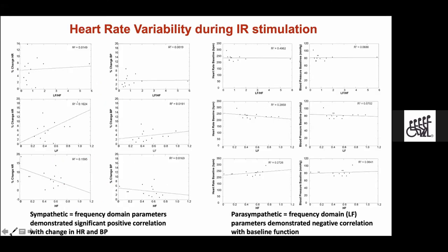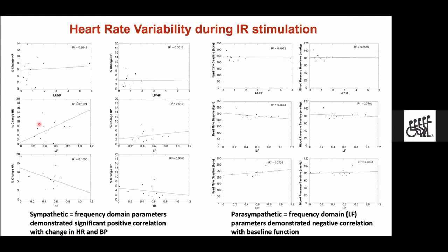She then divided the data a little bit further and looked at whether we can look at sympathetic versus parasympathetic responses. The way we can look at this is with these frequency domain parameters during changes in heart rate and blood pressure, those sinusoidal changes. As you saw, with both the galvanic stimulation as well as infrared, you get a change in the baseline of the heart rate and blood pressure, as well as a sinusoidal modulation.